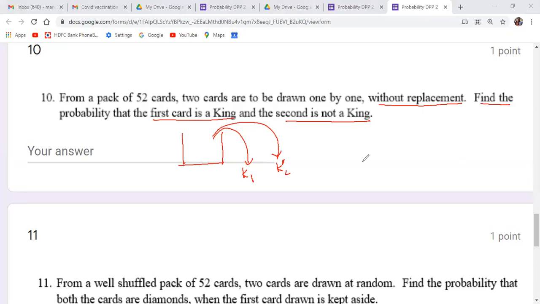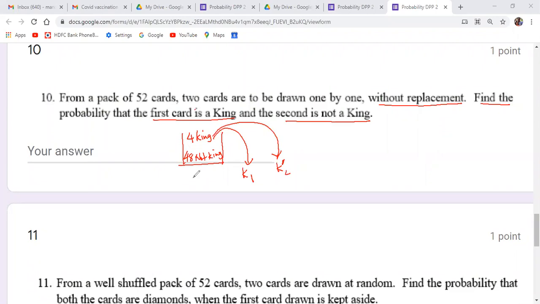Is it okay? Yes. So now I need to ask the question, how many cards are there? 52. The pack contains 4 kings and 48 not kings. I'm not interested in others, whether they are spade or hearts or diamond. It's not my concern because I am talking about king and not king only. So I need to ask how many kings are there, how many not kings are there. That's all I have to ask.